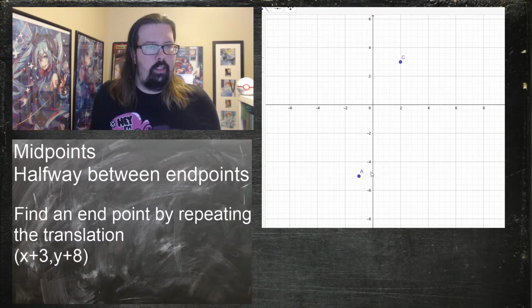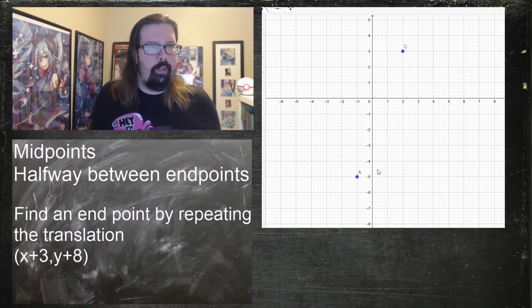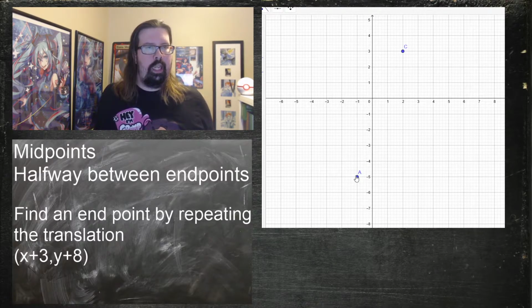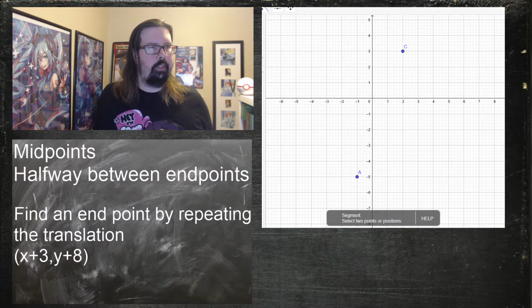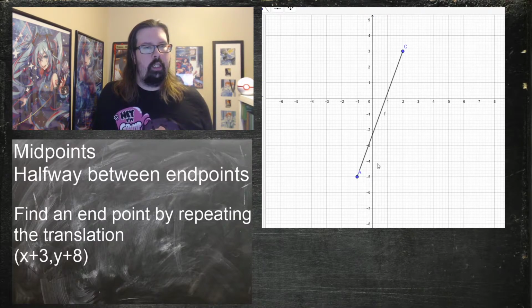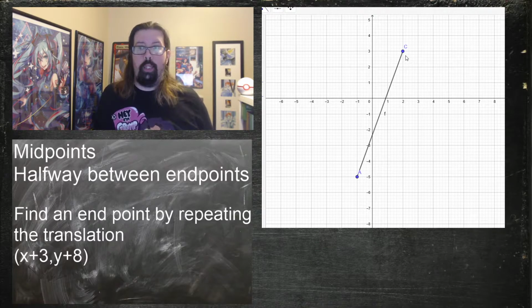We have point A down here, at -1, -5. And we have the midpoint, point C, up there. And I should have made a segment. We can go from A to C. Perfect. So we have that from A to the midpoint C. And we need to figure out what the translation is.